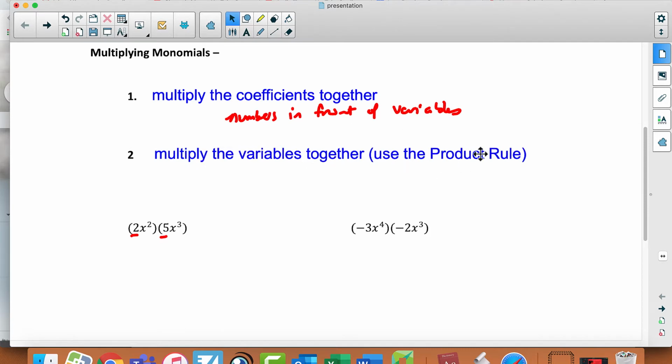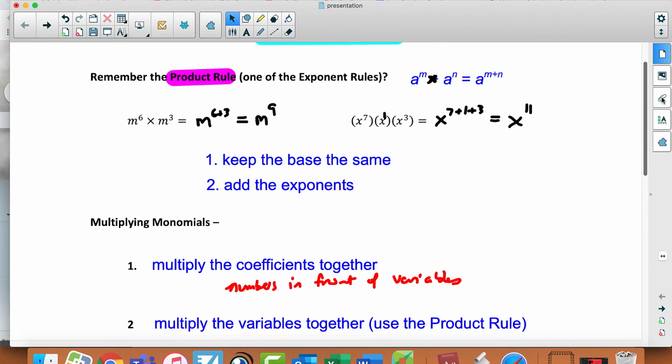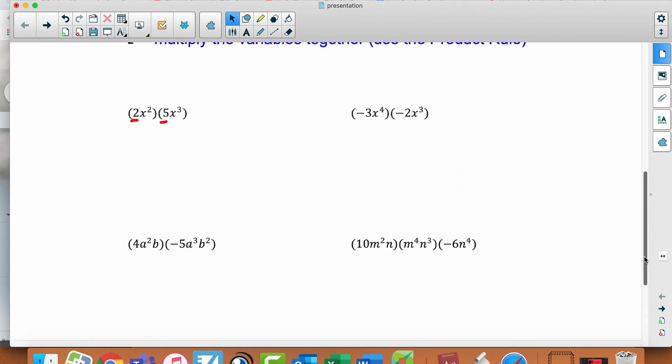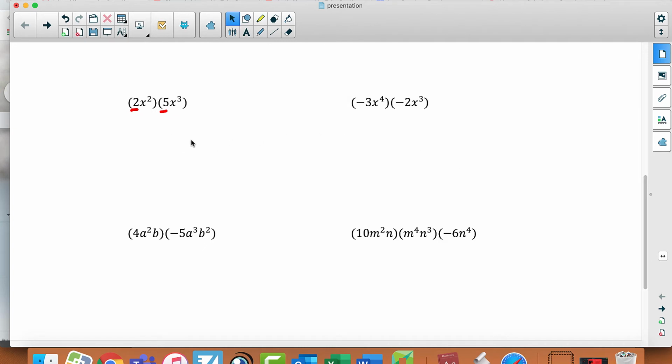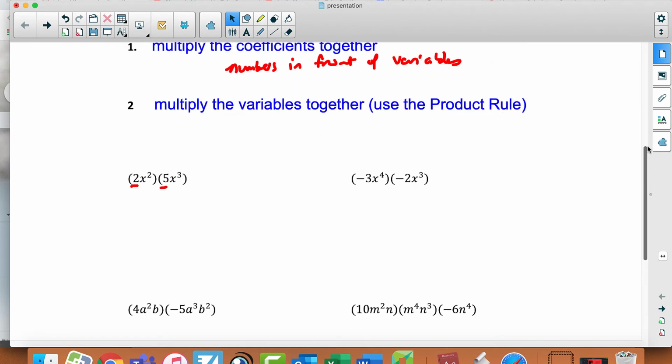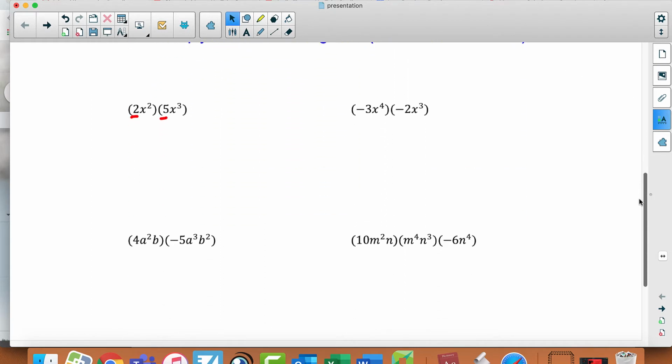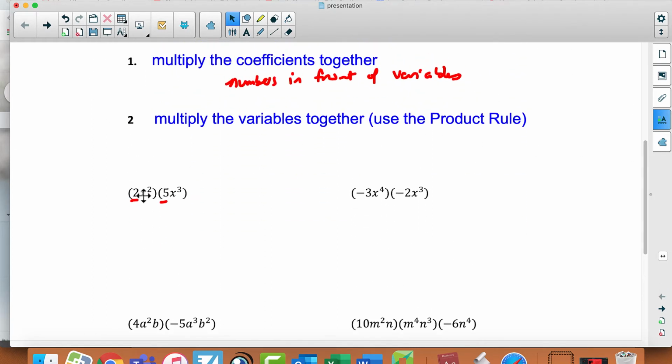How are you going to do that? You're going to use the product rule, the thing we just reviewed right up here. And that's it. Okay? What you'll notice here, I should have written this somewhere. Actually, I'm going to add it right now. You do not need like terms. Remember when you added and subtracted, you had to have like terms, otherwise you couldn't add or subtract? Well, with multiplication and division, you don't need like terms. Like, look at the first one. 2x squared and 5x cubed. Those are not like terms. Doesn't matter. We just followed our 2 rules.